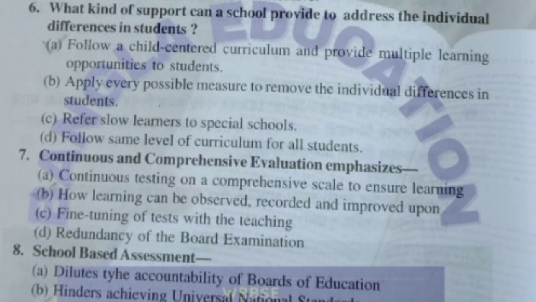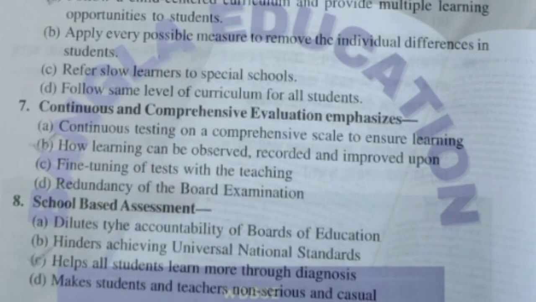Next is question number 8. School-based assessment: A. Dilutes the accountability of the board of education. B. Hinders achieving universal national standards. C. Helps all students learn more through diagnosis. D. Makes students and teachers non-serious and casual. So the correct answer is C, helps all students learn more through diagnosis.